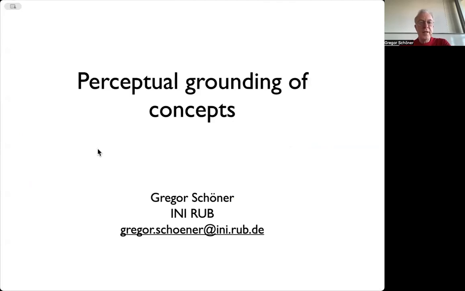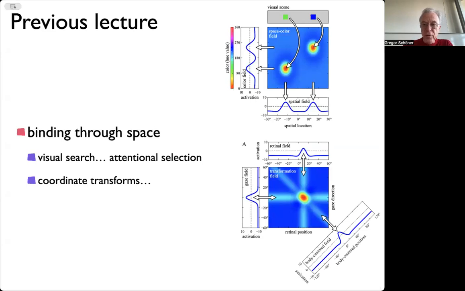This is a lecture about perceptual grounding of concepts, of relational concepts in particular. And I'll give first a little bit of introduction into what that means, and then I'll show you how we do this in DFT. And in terms of the previous lectures, this will be essentially something that is very much based on the concepts that we developed in the last lecture where we talked about binding.